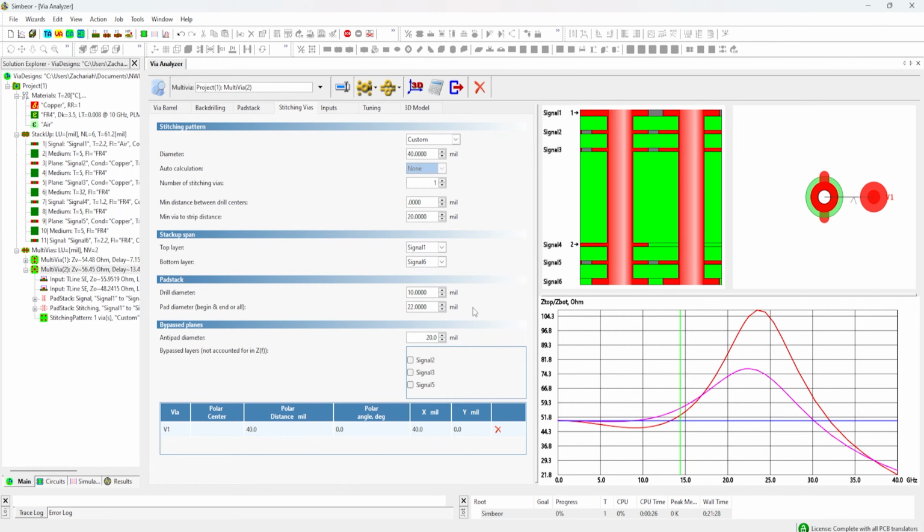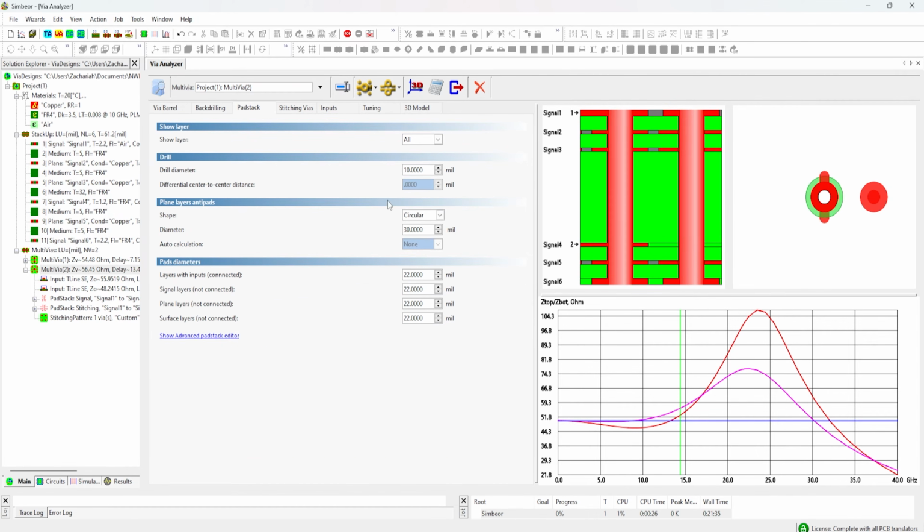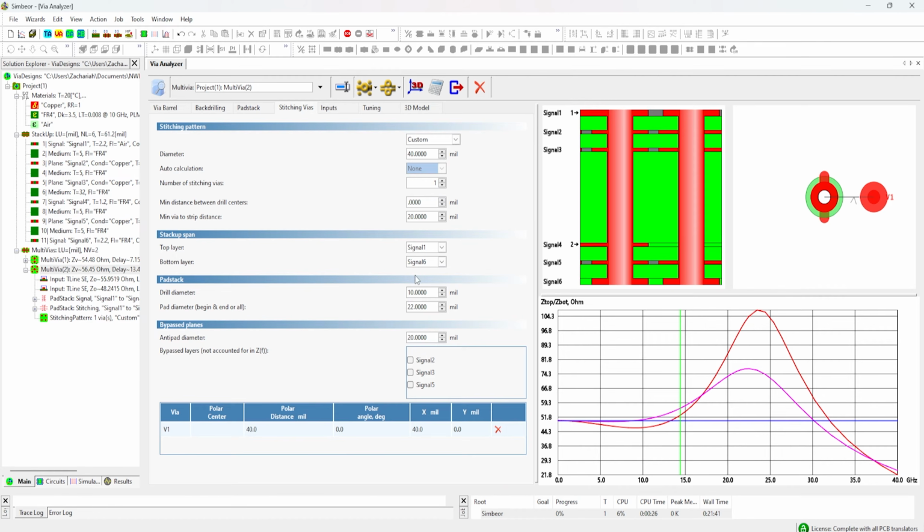Now here, we're basically doing what could be considered a class 3 via. So here we have a 10 mil drill diameter for our signal via as well as our stitching via. So you can see here we have a 10 mil drill, and then we have a pad size of 22 mil. So at the highest IPC producibility level to hit class 3, you would have a 20 mil pad. Here we have a couple mils over, this would be a 22 mil pad.